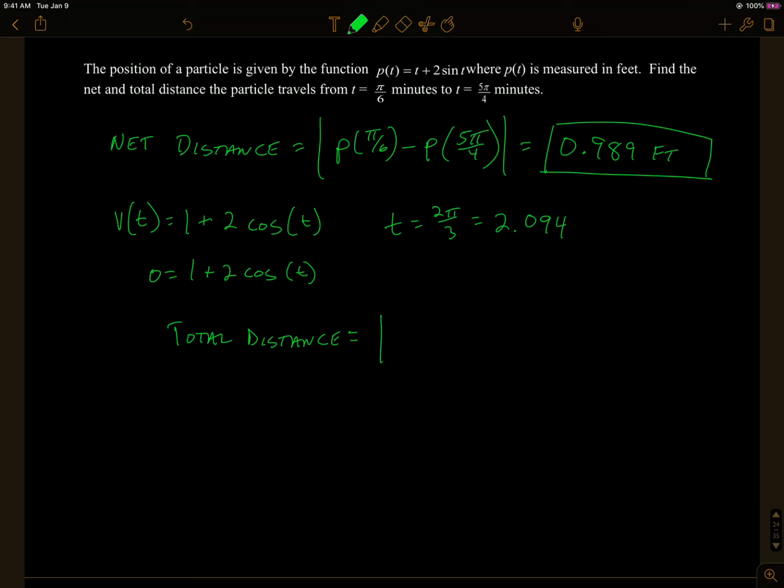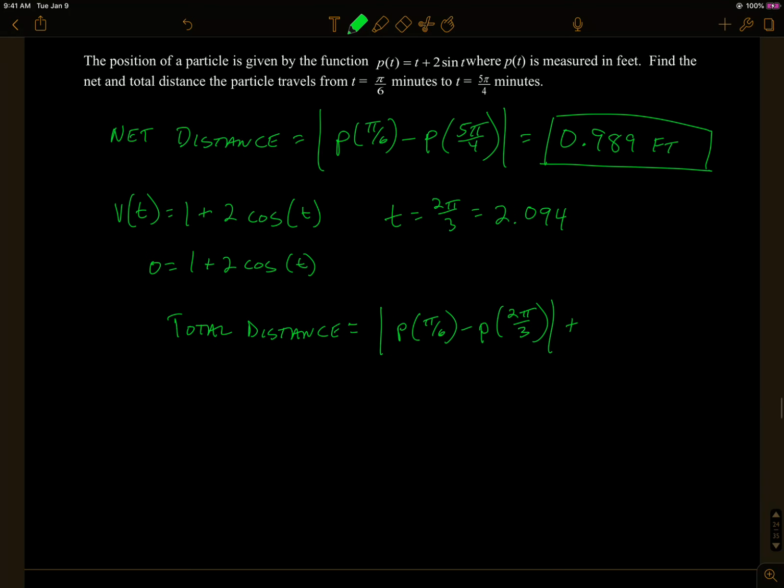So then our total distance is going to be the position from where it starts minus the position to where it turns around. You can put in either number. I put in the exact, plus the spot where it turned around. It only does once. Minus the position where it ends, 5 pi over 4.